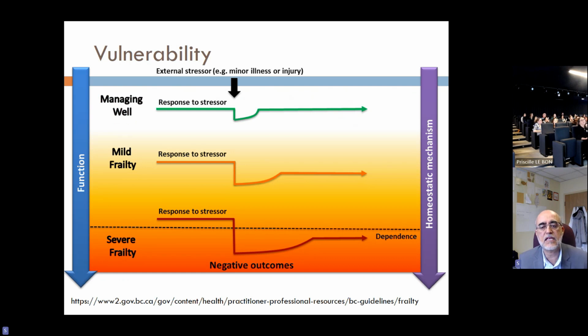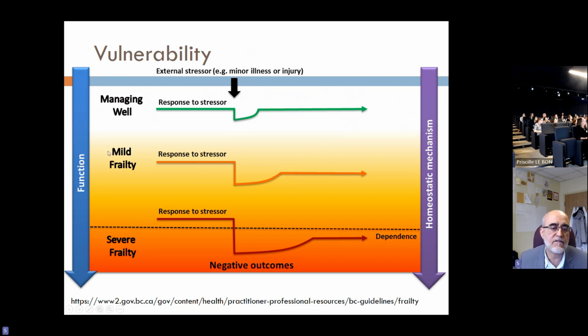If we think about the concept of responding to stress, this illustration helps to understand how people respond to stress when they are frail, mildly frail, severely frail, or managing well. At the top, we have in green, en vert, people who are older but are managing well. They are not frail, and they have a stressor, such as an illness, an injury, chirurgie, chemotherapy, but they are able to respond with a short decline in function and then back to normal.